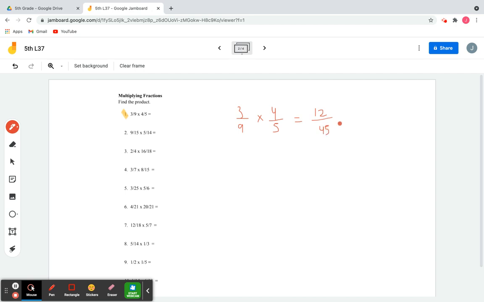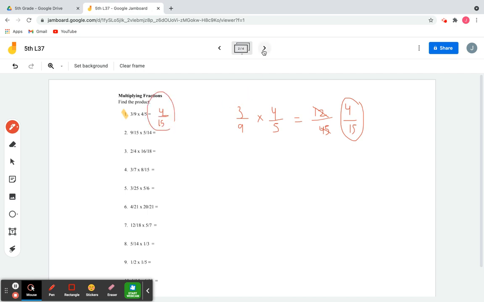And we need to see if the fraction can be simplified. And this one can be simplified. So I'm going to reduce the numbers. So 12 is going to be 4, and then 45 is going to be 15. So after simplifying the fraction, we're getting 4 over 15. This is going to be the final answer. 4 over 15.